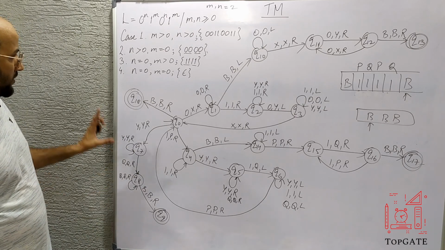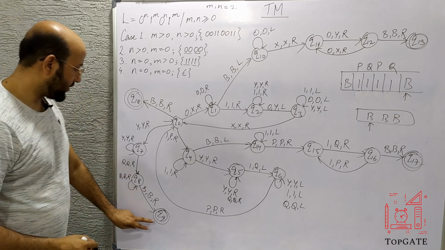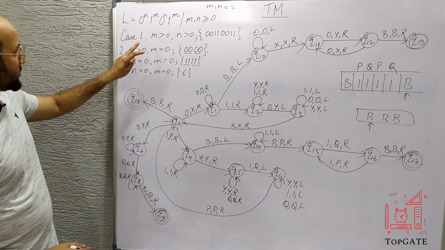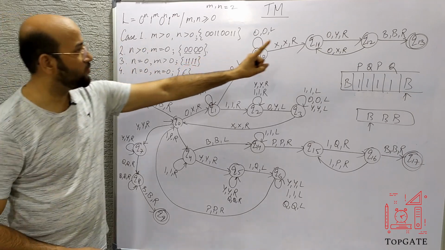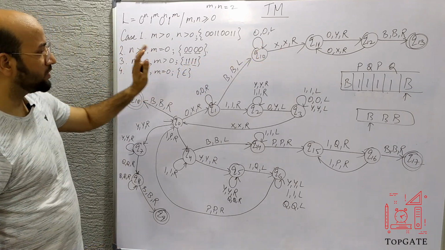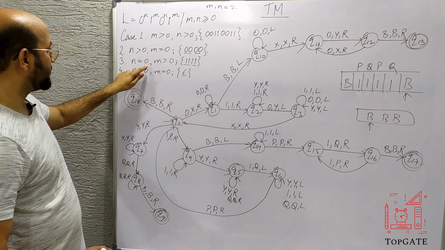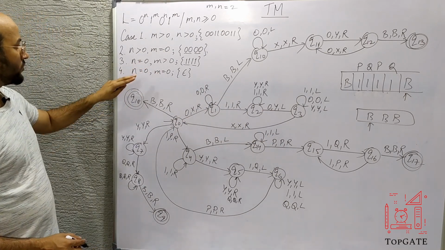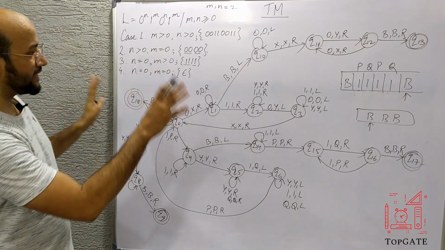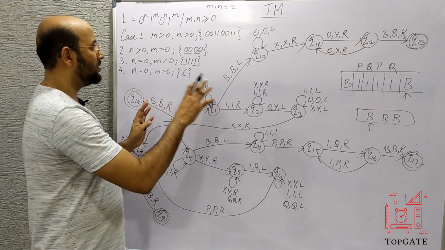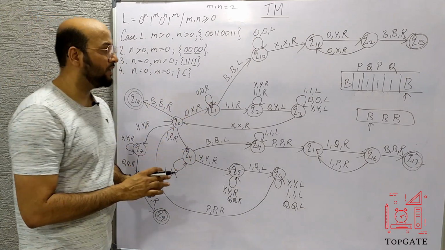Okay, so there are 4 final states. First final state is Q9, that is for case number 1. Second is Q13, that is for case number 2. Third is Q17, that is for case number 3. Fourth one is Q18, that is for case number 4. So all these 4 cases are incorporated into the single Turing machine and we are done.